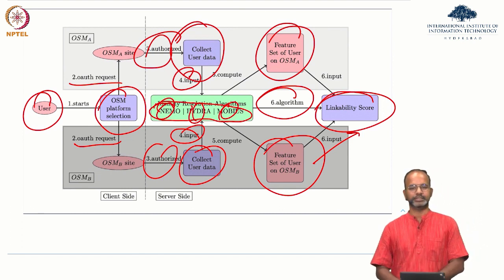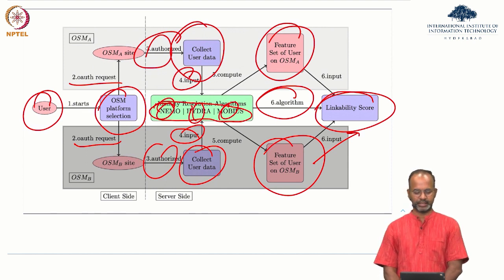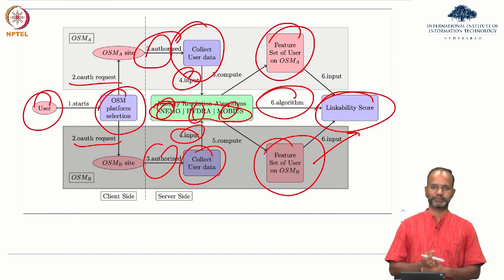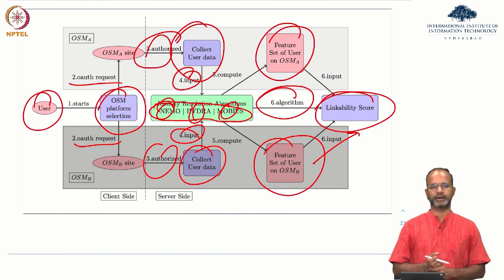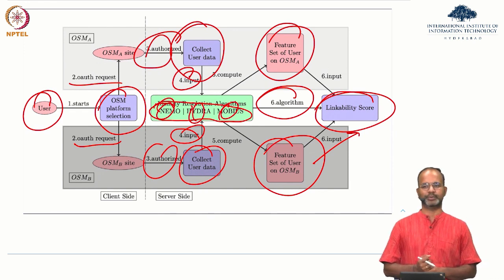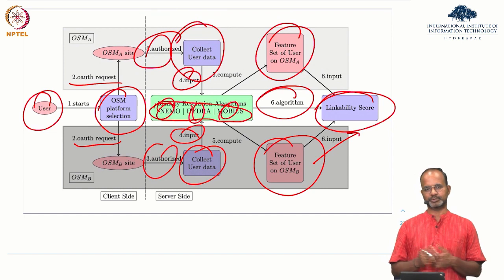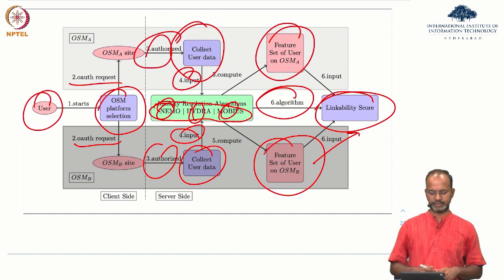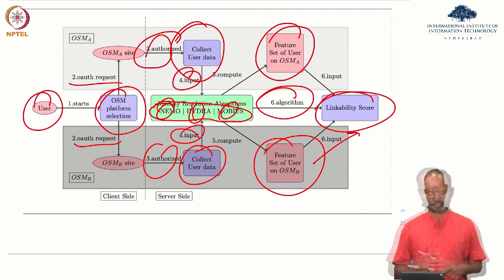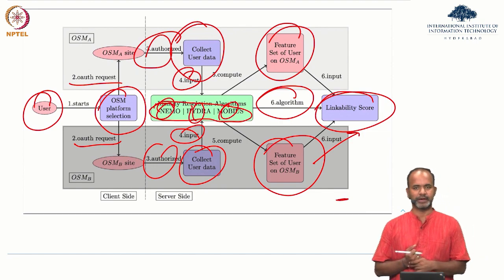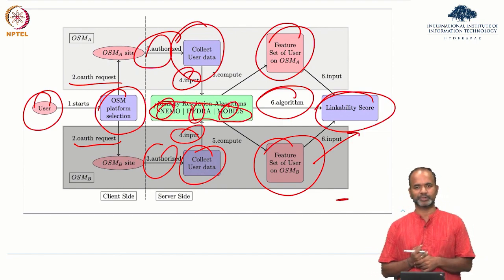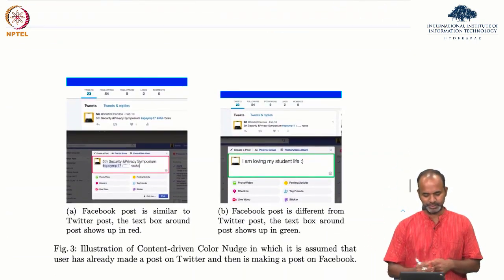Right. So that's how a simple system like Nemo works: taking input, taking approval from the user, figuring out the features from the user, and using that to find what the linkability score is. What is the probability that the handles can be linked? So that was the architecture for finding out the linkability score given two social networks.